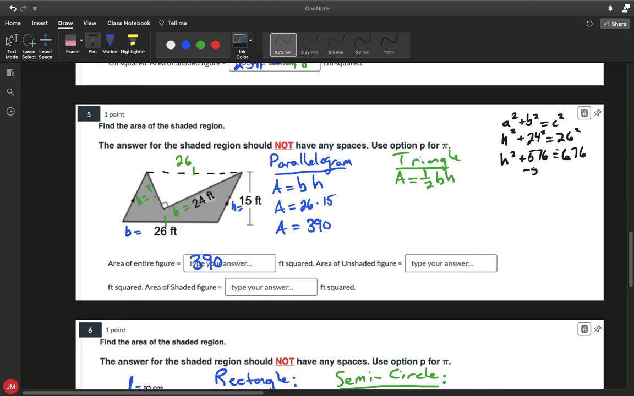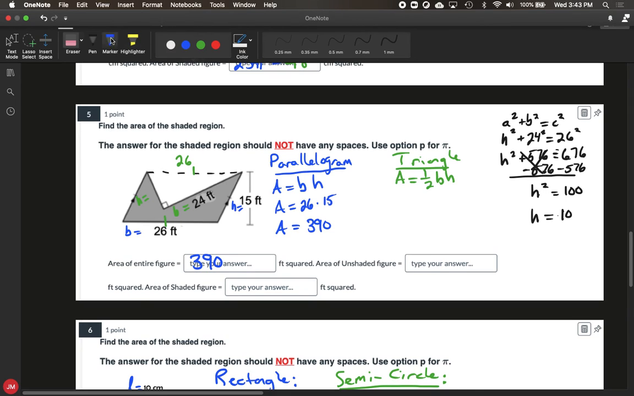So now to get h squared by itself, let's go ahead and subtract 576 from both sides. That's going to leave us with h squared being equal to 100. And then to get h by itself, think about what number is being squared to be 100, or take the square root of 100, either way you prefer to do that. And we're going to find out that this missing height that we needed to know in order to find the area is equal to 10.